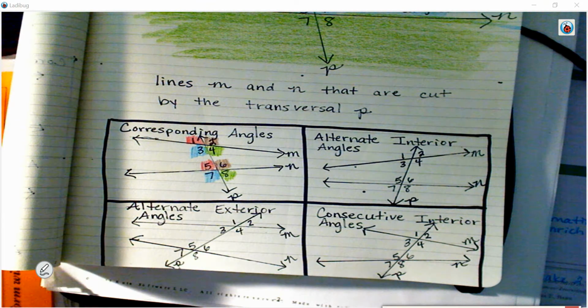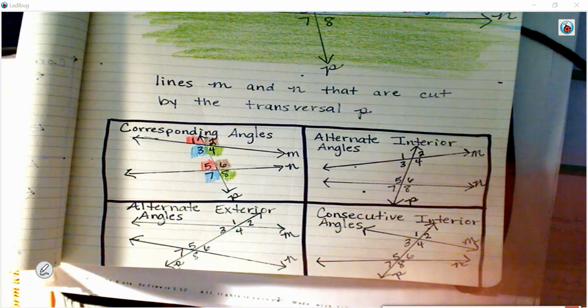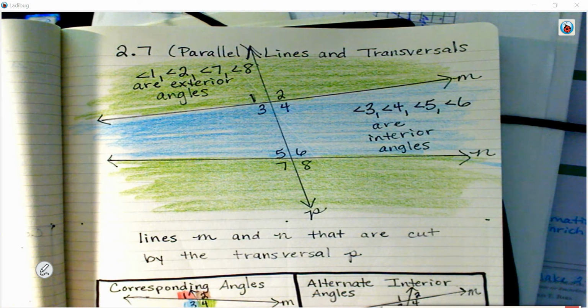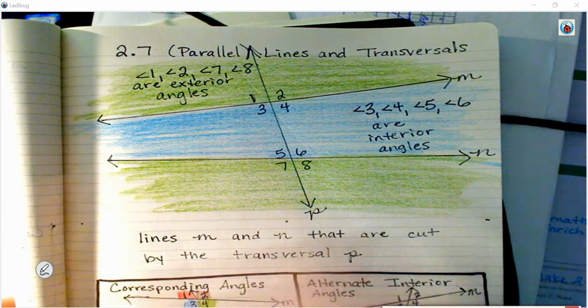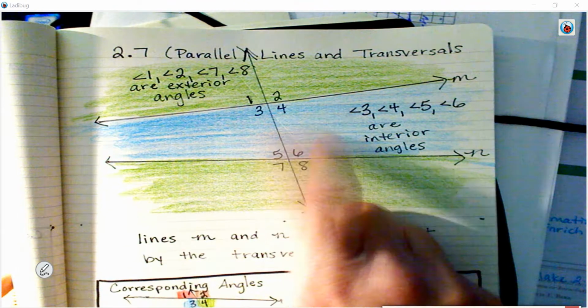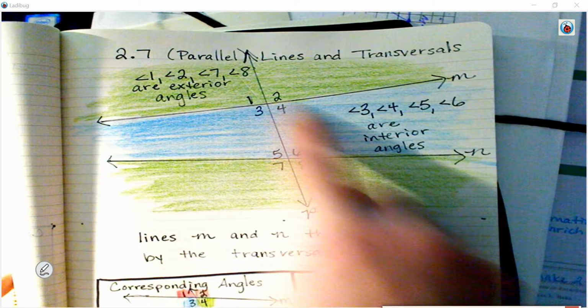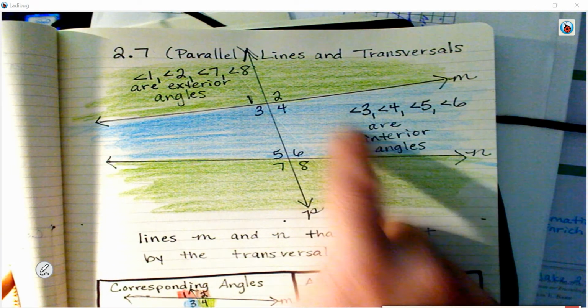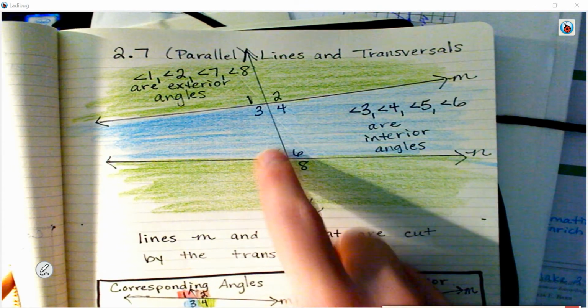Okay, alternate interior angles. So this is where we go back to what we did earlier at the top. When I say alternate interior, it means I'm only allowed to choose from my interior angles, the ones here that I have shaded in blue. Angles 3, 4, 5, and 6. Those are the only angles that are interior angles. So when I'm looking for alternate interior angles, those are the only ones that I have to choose from.